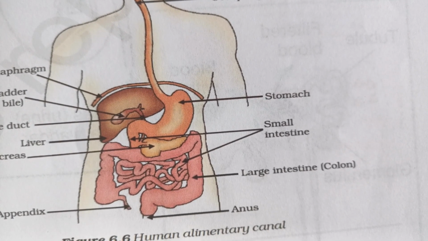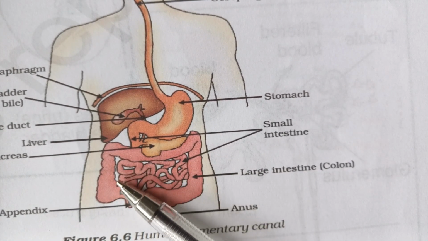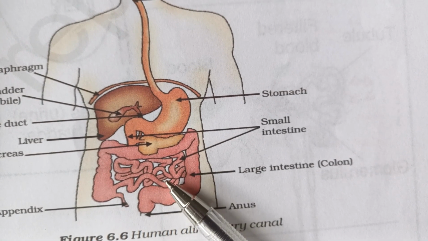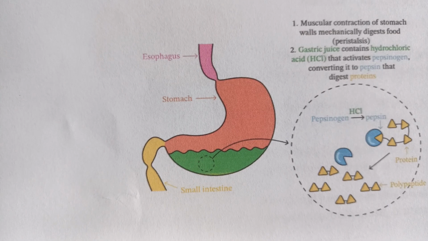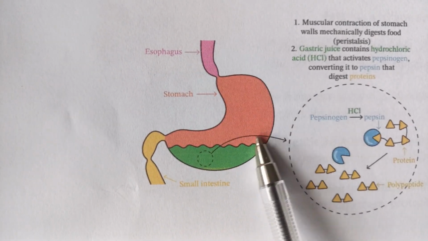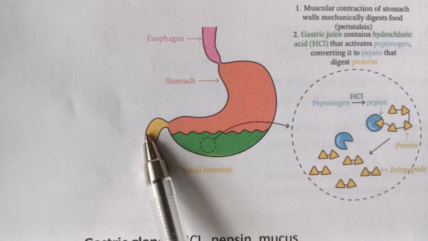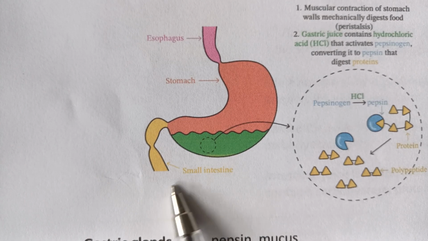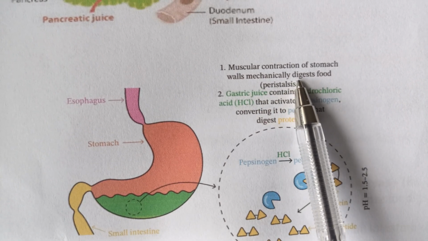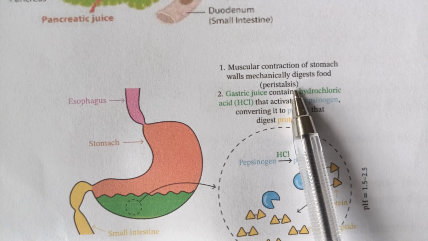So food, as I said, enters the small intestine through the sphincter, and the small intestine is the longest part of the alimentary canal. So this is a quick recap of what happens in the stomach. From the esophagus, the food enters the stomach. It's a big muscular J-shaped bag, and through the sphincter, the food enters the small intestine. Muscular contraction of the stomach walls mechanically digests food. These muscular contractions are called peristalsis.